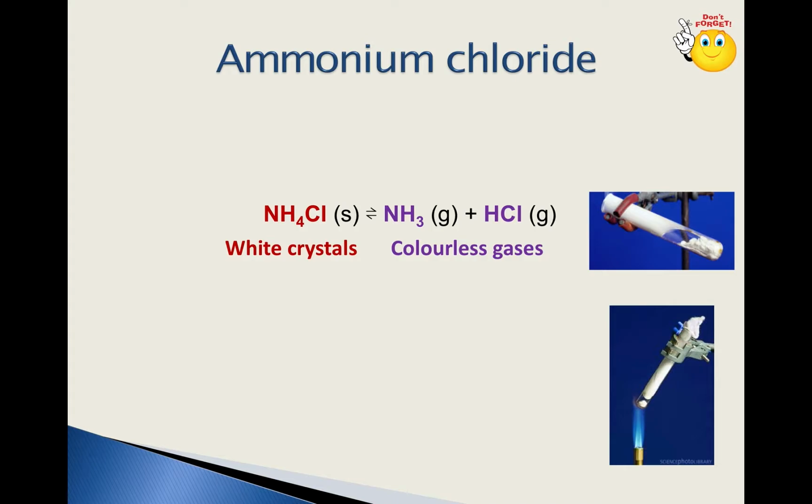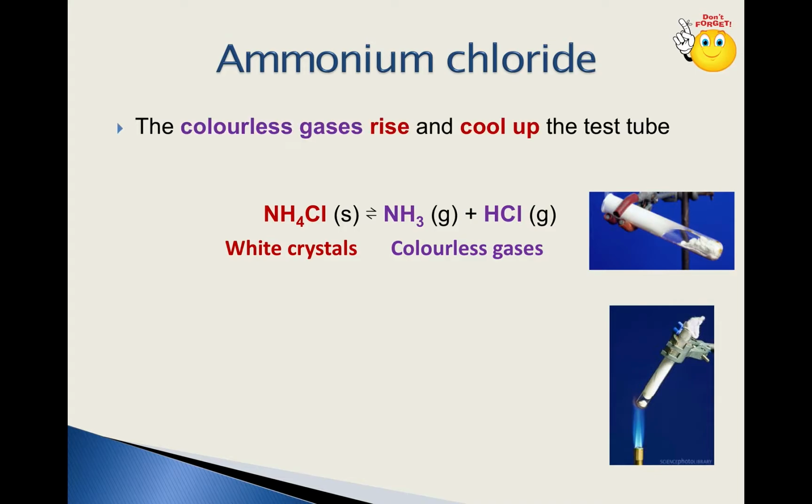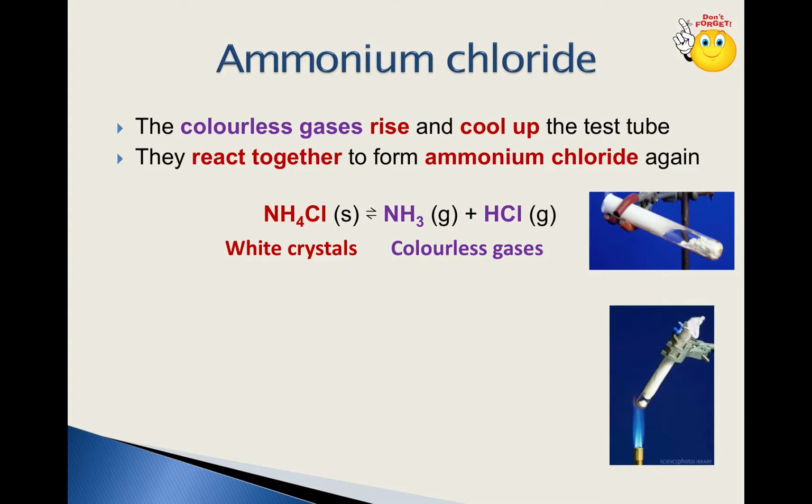Okay, and again, here are some more images, but in the image at the top, we can clearly see that colourless gap, which is of ammonia and hydrogen chloride. But we also pointed out that the white solid reappears further up. So clearly what that tells us is that the ammonia and the hydrogen chloride combine back together and they form ammonium chloride again. And that shows us that this reaction is reversible. So the colourless gases rise and they cool as they travel up the test tube. And as they rise and they cool, they combine back together and they form ammonium chloride again.